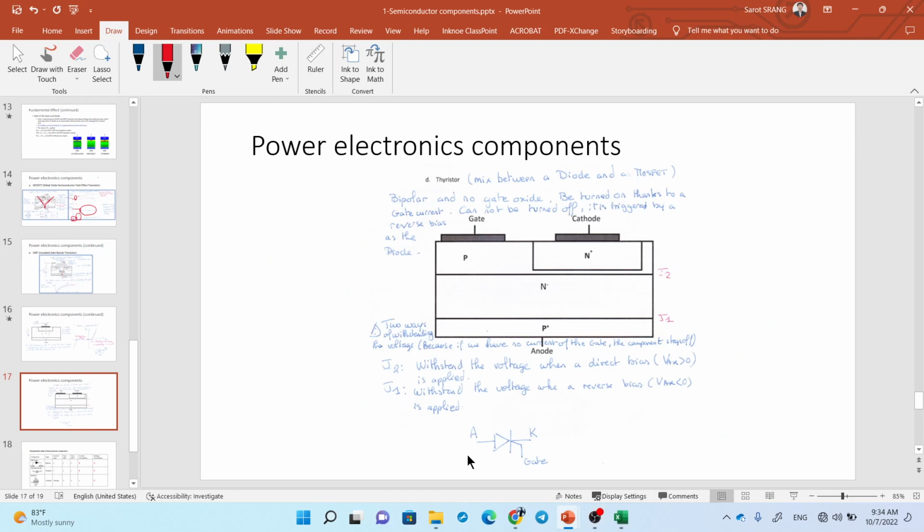Another device is called a Transistor. This is semi-control. Semi-control means you can program it to send a signal to turn it on, but you cannot send a signal to turn it off. It's going to be turned off by the circuit that forces it to turn off. That's why we call it semi-control. And the symbol is like this, so you can see the schematic looks half like a diode and half like a transistor, because a transistor has a gate.